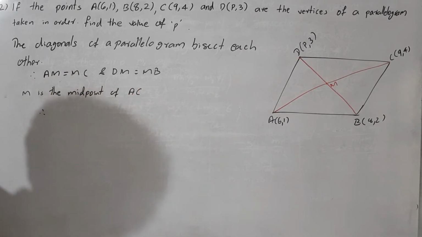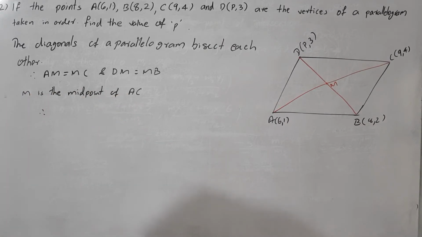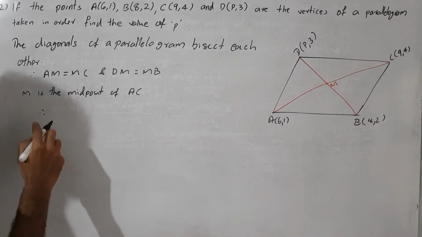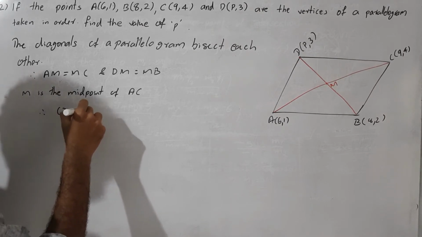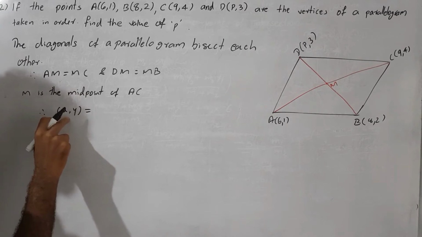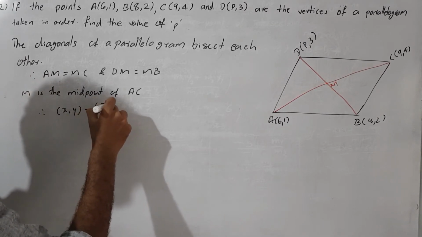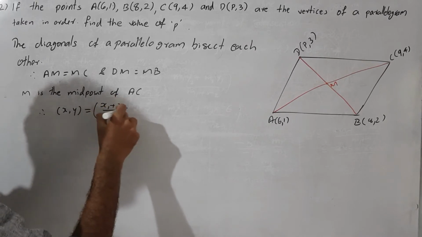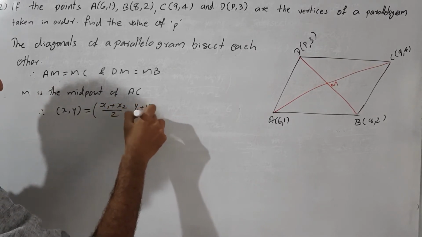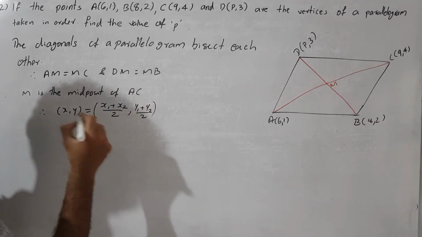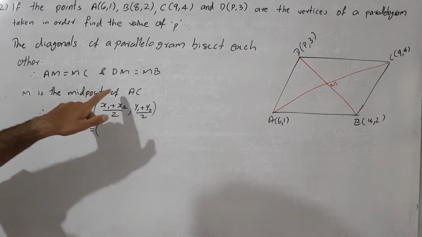Therefore, how to find the coordinate of M by using AC? What is the equation? Yes, the equation by using the section formula, (x, y) is equal to the coordinate of M. If we choose (x, y) as a midpoint, then what is the equation? (x1 plus x2)/2 comma (y1 plus y2)/2. Okay, then the coordinate is equal to, what is the line segment?